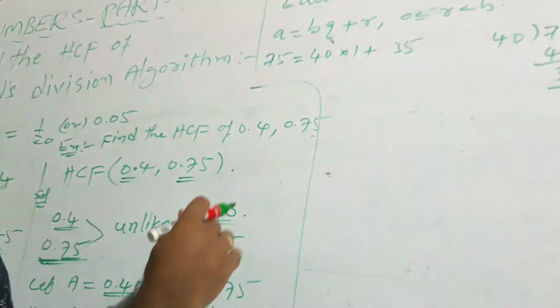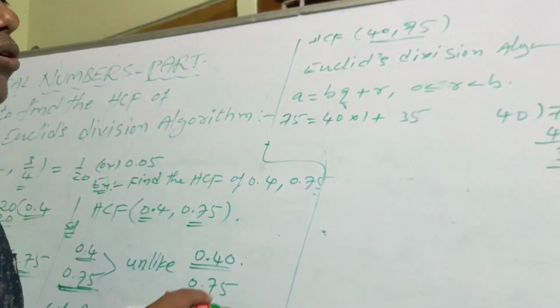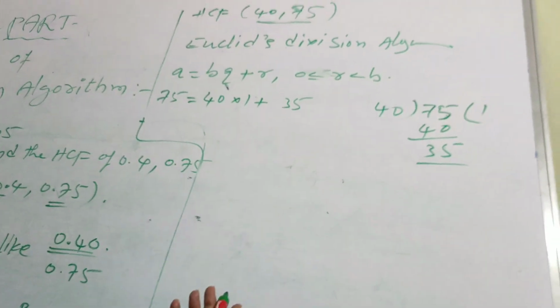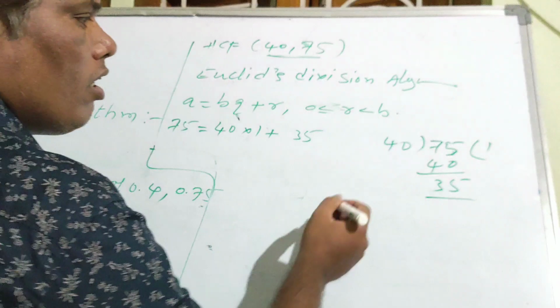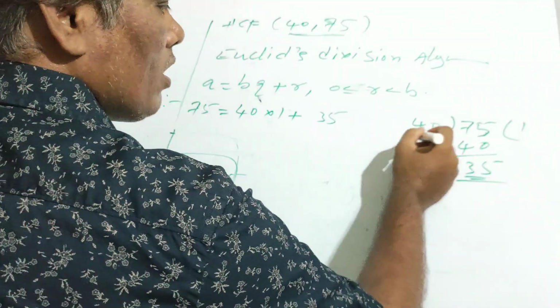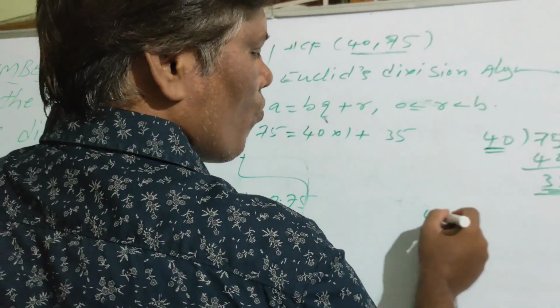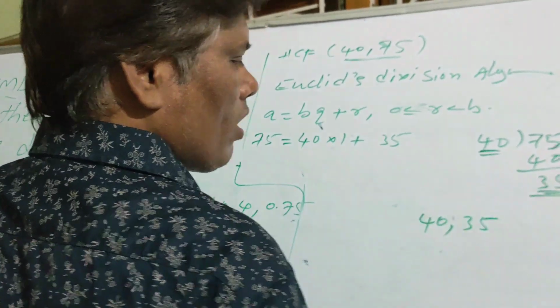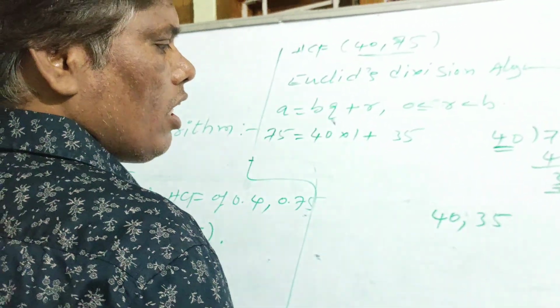I already told previously, if the remainder is not 0, we have to proceed to step 2. In step 2 again we have to apply the division lemma for the divisor and remainder obtained in step 1. In step 1 the divisor is 40 and the remainder is 35. So now for these 2 numbers, 40 and 35, we will apply the division lemma.